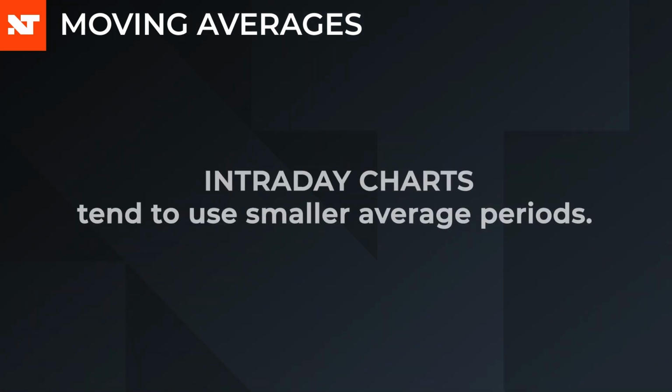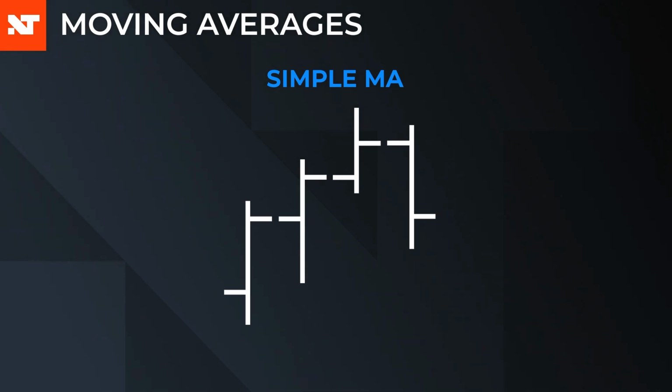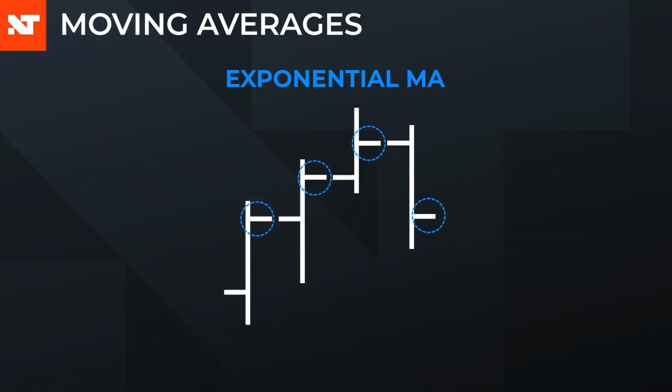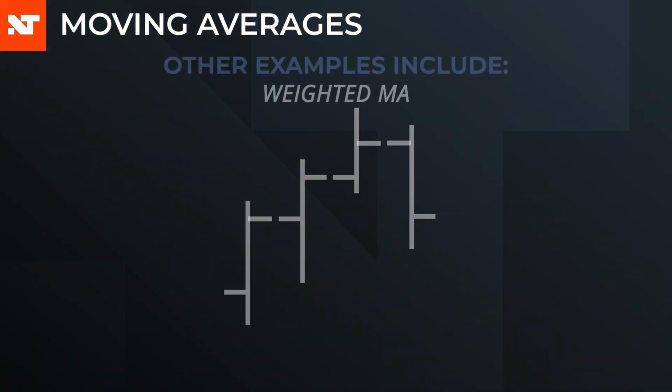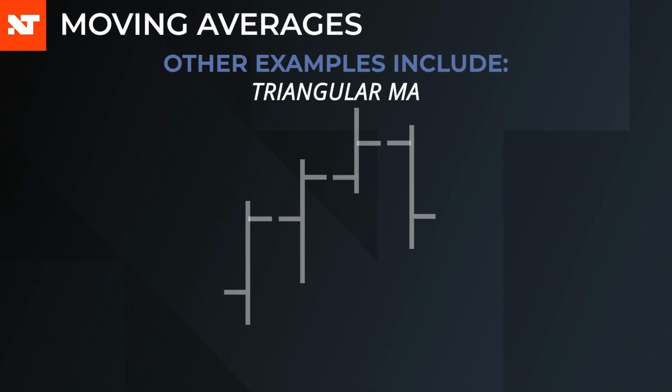Intraday charts tend to use smaller average periods. There are a few different ways to calculate the moving average. The most used is the simple moving average. The average calculation is found by adding up the last n closes and dividing by n. The exponential moving average uses a calculation that gives greater weight to the most current data points. Other moving average types include weighted, which also places more importance on the most recent data points, and triangular, which applies the simple moving average formula to the data twice.